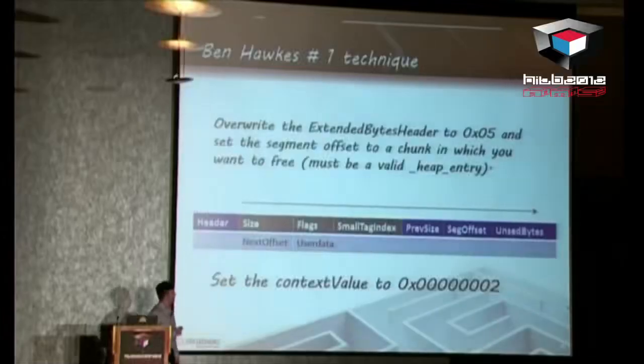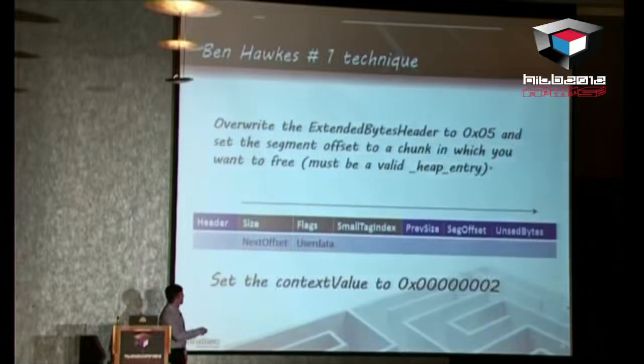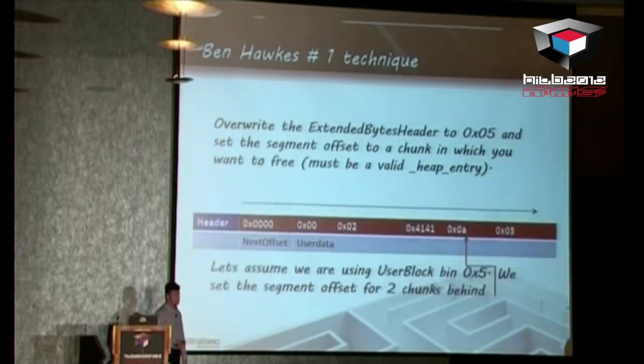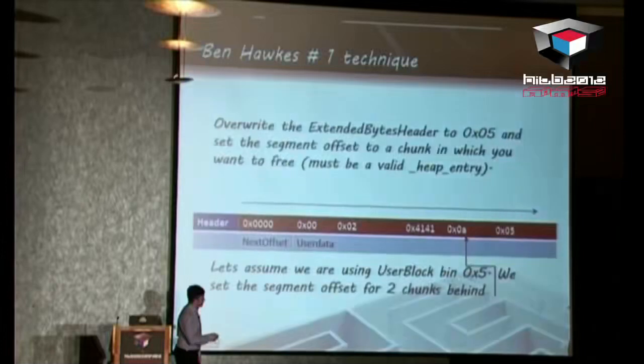So we'll cover Ben Hawkes' technique first. This is a really, really interesting technique. Basically, the idea is that the chunk is marked as a segment offset chunk. When we trigger an overflow, we overwrite the header structures here, and we particularly target these two values. We mark it as a segment offset, and then we set the offset to another chunk that we want to free, right? So essentially the overflow works like that. And we set the context value, which would be here, and this has to be below 3. This can be an arbitrary value here, this doesn't matter. And we set an arbitrary segment offset here.